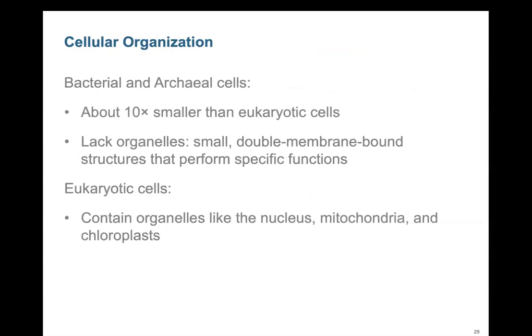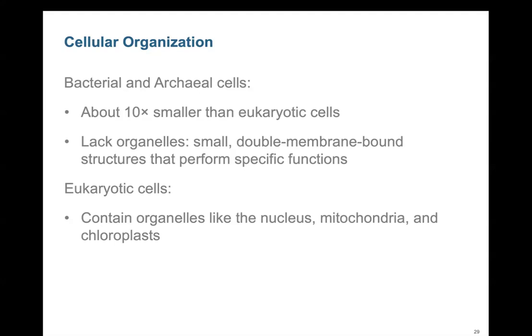Bacteria and archaeal cells are about 10 times smaller than eukaryotic cells. They do lack organelles, membrane-bound organelles. They can contain small double membrane structures that perform specific functions. That's what organelles are, in case you didn't have that prior. Prokaryotes will not contain these structures, but eukaryotes will. For example, ER, lysosome, peroxisome, Golgi. These are all going to be examples of those membrane-bound organelles.